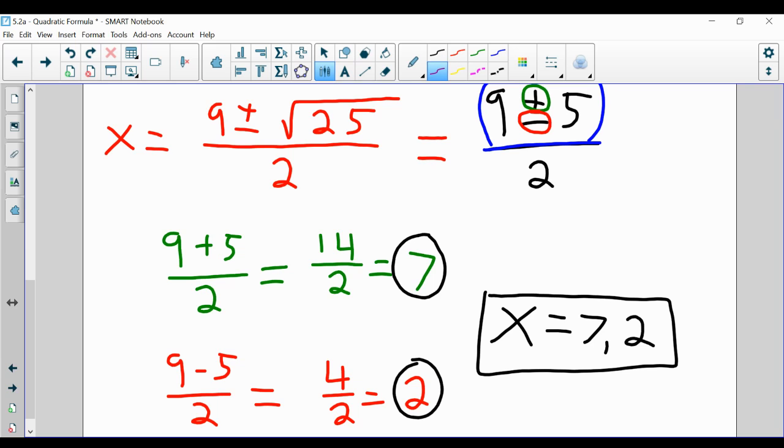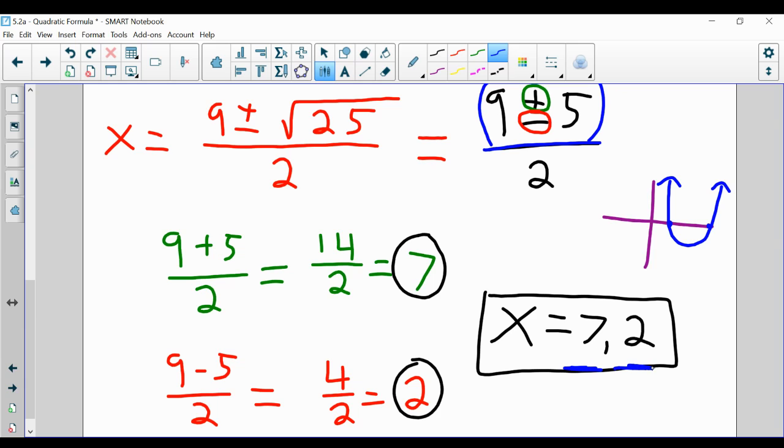And if we were to graph this on the coordinate plane, basically that means at 2 and positive 7 on the x-axis, that's where the parabola would cross over. And so that's why 7 and 2 are our solutions to this quadratic equation. You did it. You solved it. Congratulations. Now, this one worked out really nicely.